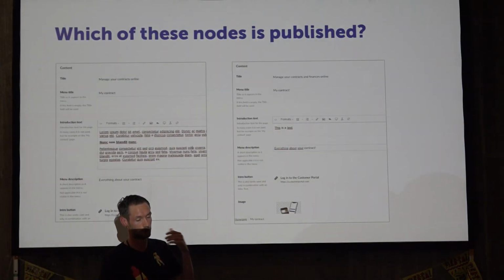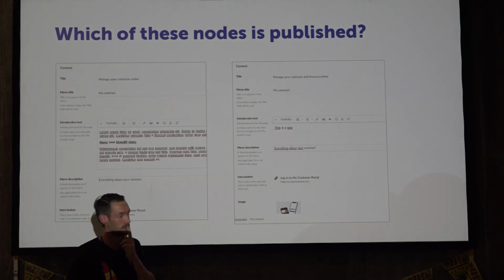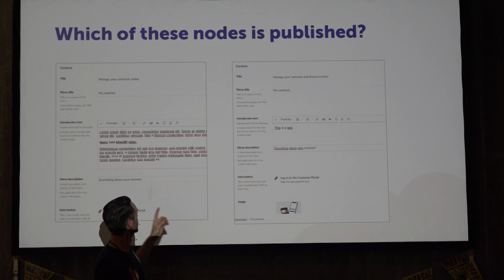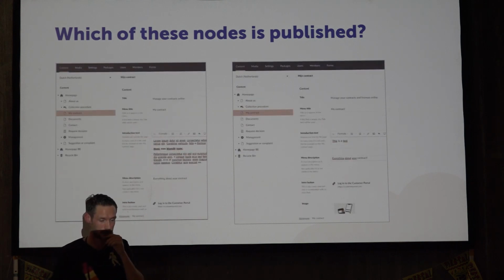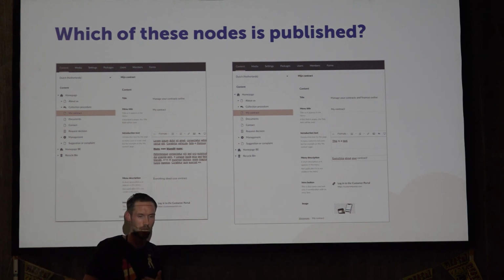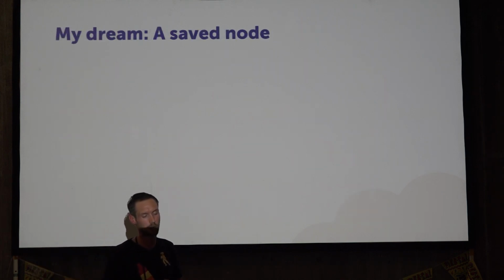This is the first one. If you look at these nodes, one of them is published. Can anybody tell me which one is published? No. If I add the tree, can maybe anyone see which one is published? If you have really good eyes and the beamer is good, that one is saved and that one is published. But it's not really obvious. So I would suggest making it more obvious.